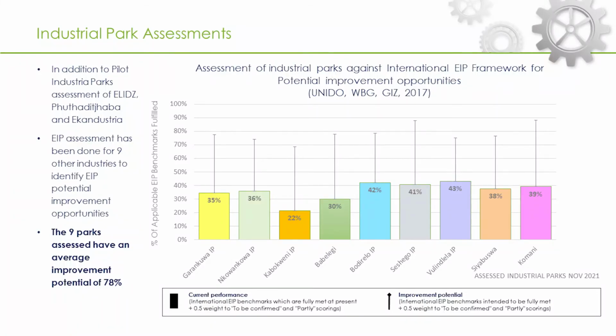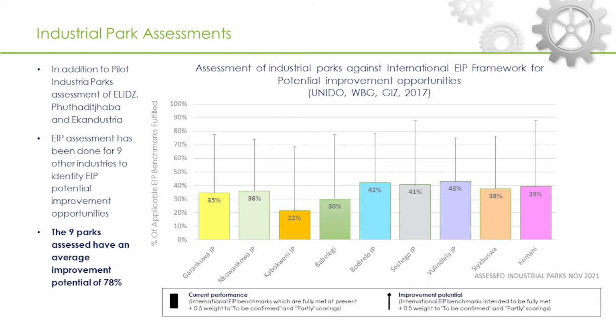Looking at this one, from the NCPC budget, not from the unit budget, we decided to look at other industrial parks, and we did an industrial park assessment to identify where these industrial parks are and what their potential EIP improvement opportunities are. Surprisingly enough, these are the 9, and the 35% and all that is their current performance level. But this particular stick here shows the improvement potential.